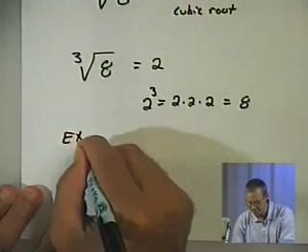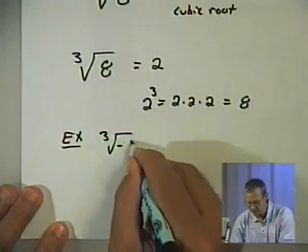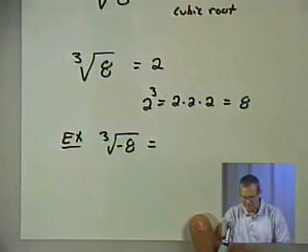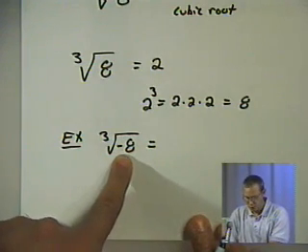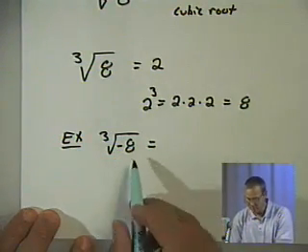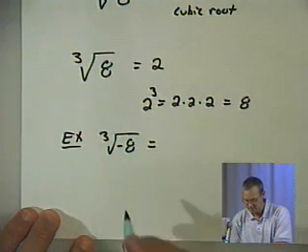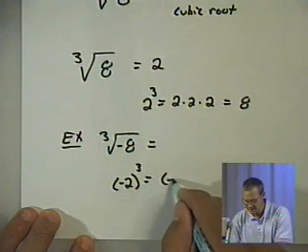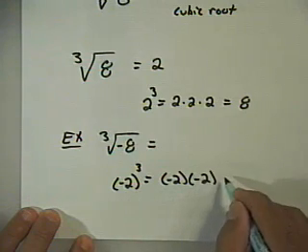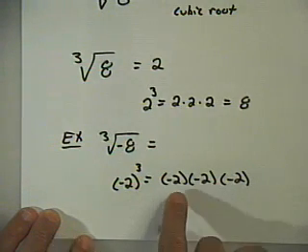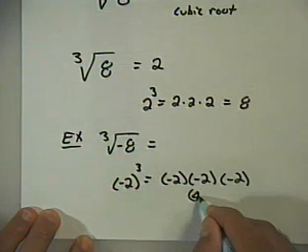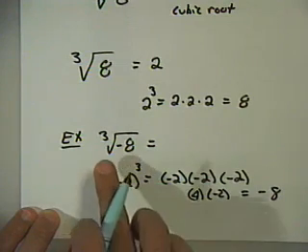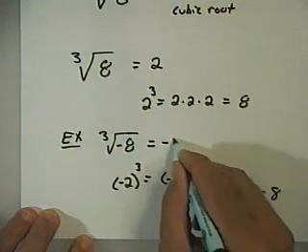How about this example? The cube root of negative 8. Is that going to be a real number? Maybe, maybe not. Let's see. Can we think of a number such that when we cube it, we get negative 8? How about if we look at negative 2 cubed? That's negative 2 times negative 2 times negative 2. Negative 2 times negative 2 is positive 4. Positive 4 times negative 2 is negative 8. So the cubic root of negative 8 is negative 2.